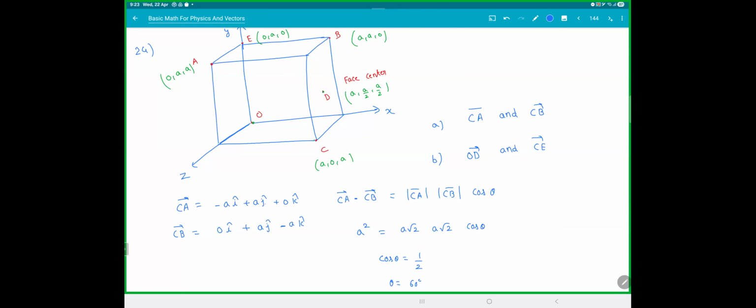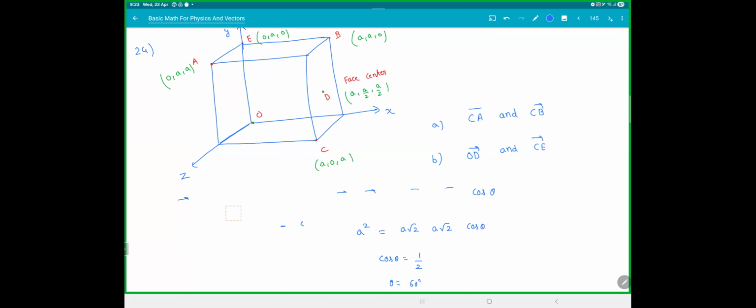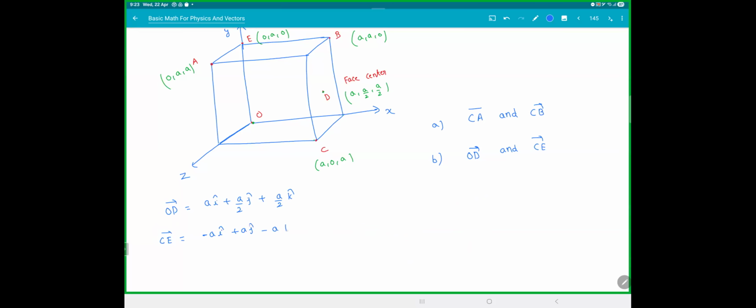Any answers? Step one, find the vectors. Step two, do the dot product. So OD bar is A i cap, A by 2 j cap, A by 2 k cap. CE bar: E is final, C is initial. So E minus C: 0 minus A i cap, A minus 0 j cap, 0 minus A k cap. Please check that. Everyone got your OD bar and CE bar right?